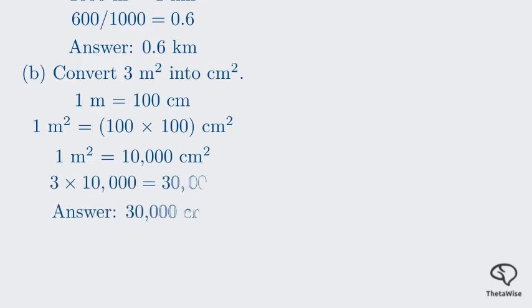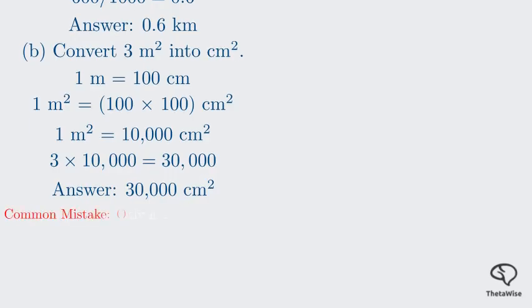So, to find 3 square meters, we multiply by 10,000. 3 times 10,000 equals 30,000. Common mistake, just multiplying by 100 for area. Remember, since it is area, you have to account for both length and width.